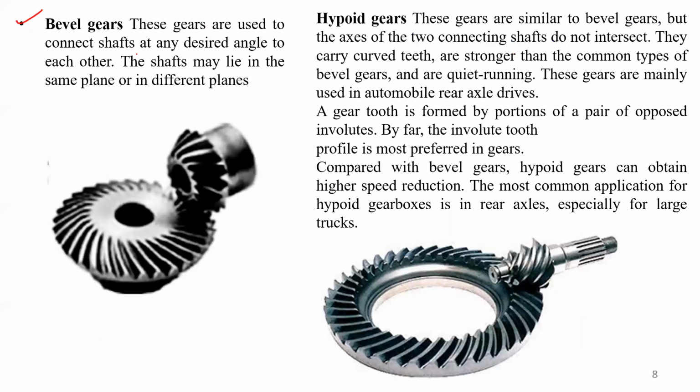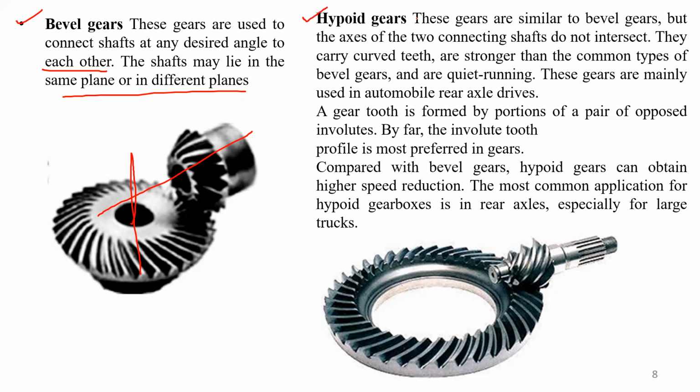And then bevel gears. These gears are used to connect shafts at any desired angle to each other. This is called the helical bevel gear. These teeth have a certain inclination, but the axes are perpendicular to each other. The shafts may lie in the same plane or in different planes in bevel gears.